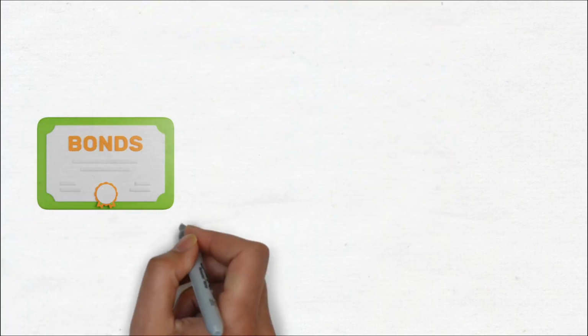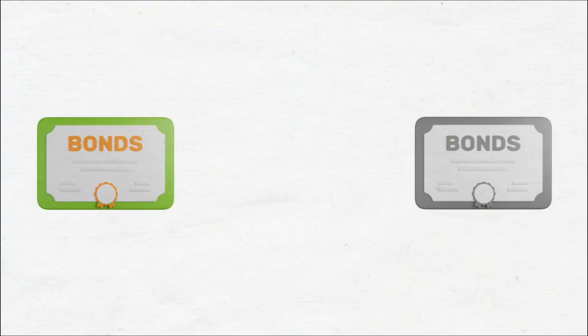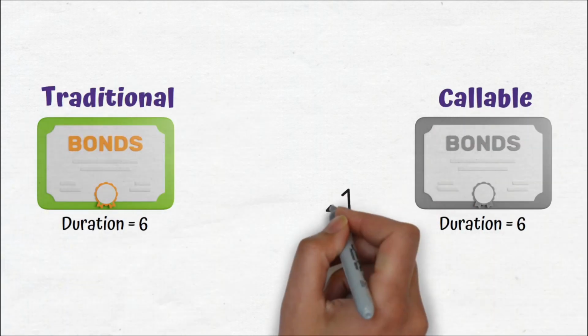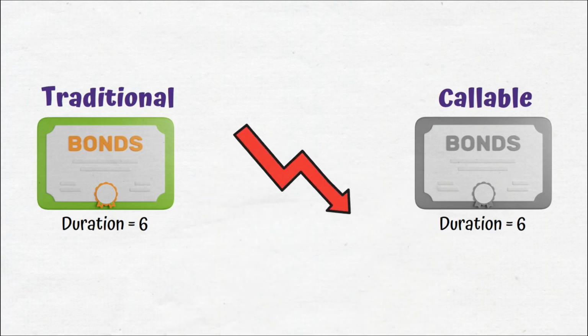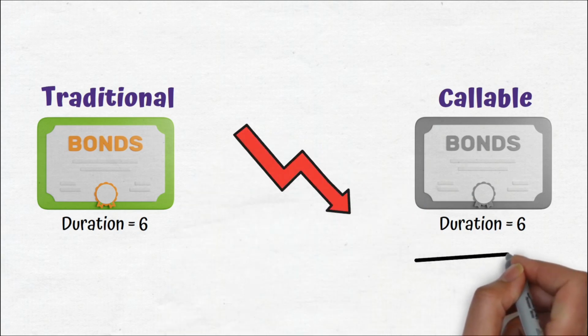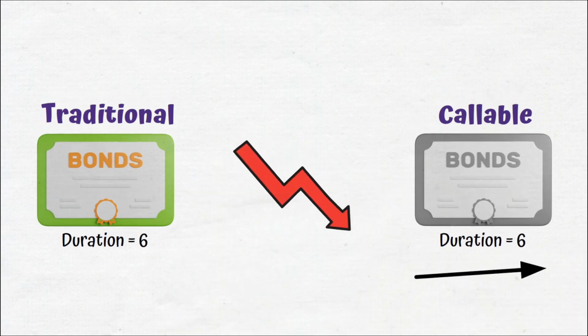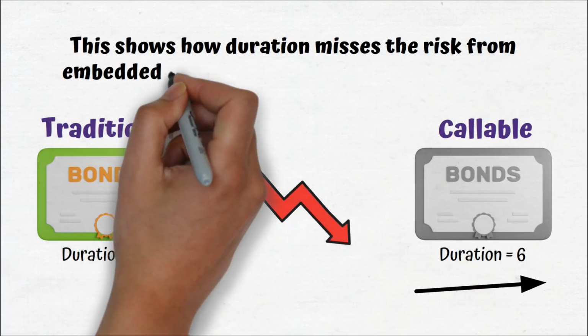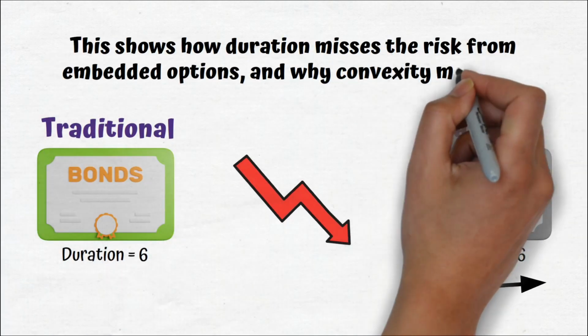Let's add a quick example to make this more tangible. Imagine two bonds with the same duration of 6. One is a traditional bond, the other is callable. If interest rates drop sharply, the callable bond may not rise in price as much, because it might be called early. This shows how duration misses the risk from embedded options, and why convexity matters.